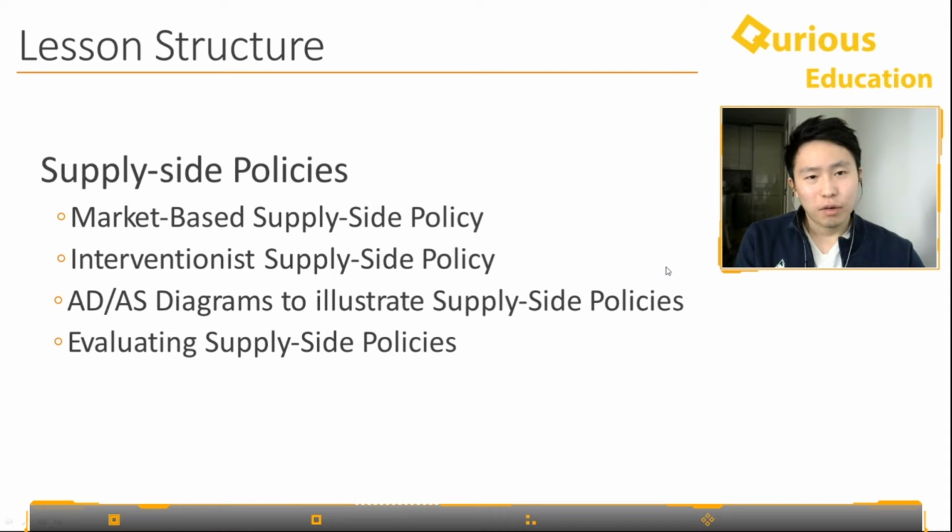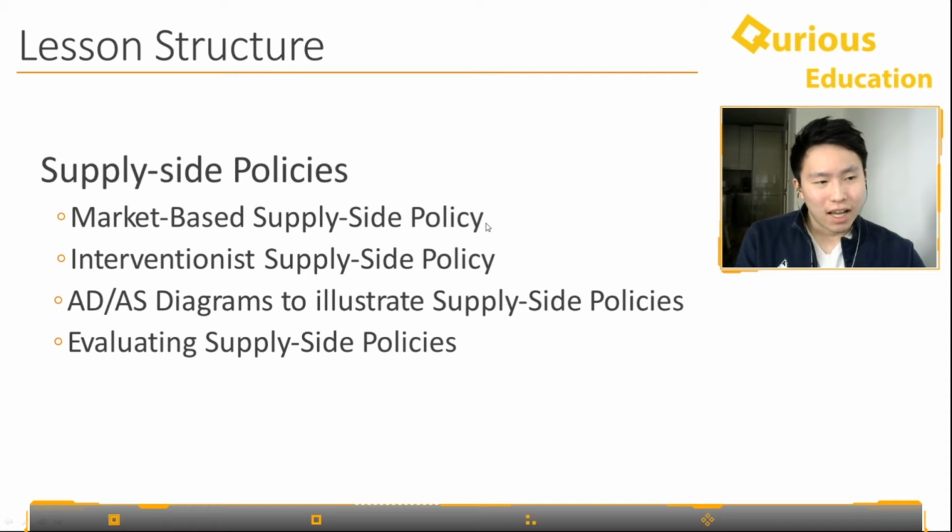Okay, so we'll be covering two main types of supply side policies. One is market based and the other is interventionist supply side policy, and then you'll be able to see the difference very soon. There is an economic diagram here, which you will see on the next slide. If you are not familiar with it, don't worry too much about it, because you probably haven't learned it yet.